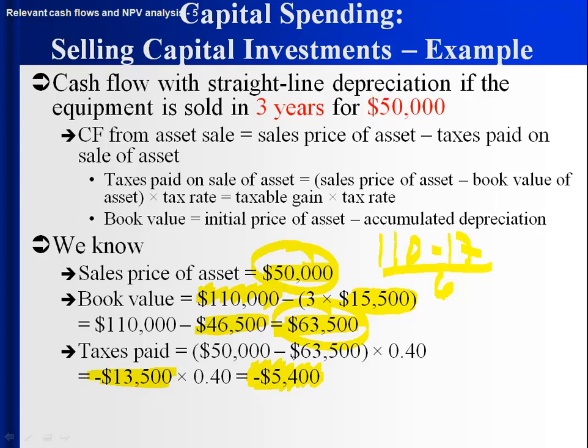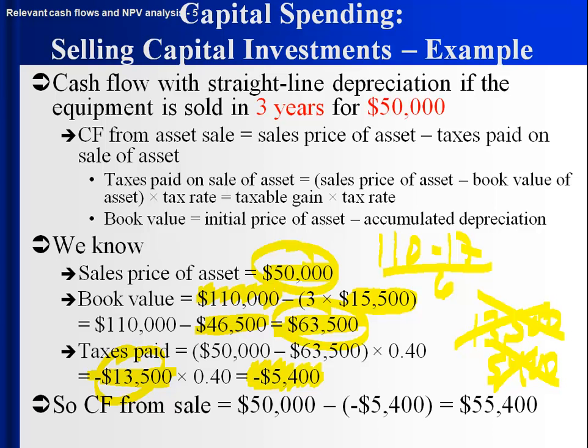What does that mean? It means we took a taxable loss, so we pay negative taxes. A good way to think about it is suppose somewhere else in the firm there was a gain of 13,500. They would have to send 5,400 to the government. But because of this loss, it would offset that, meaning the company would save 5,400 in taxes.